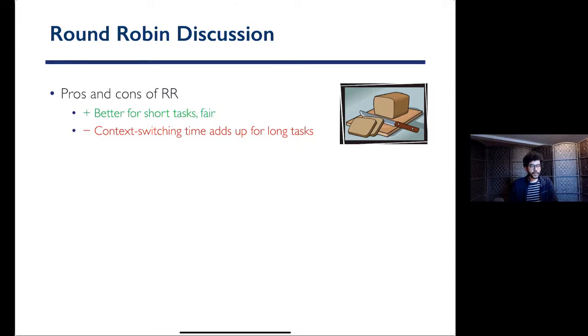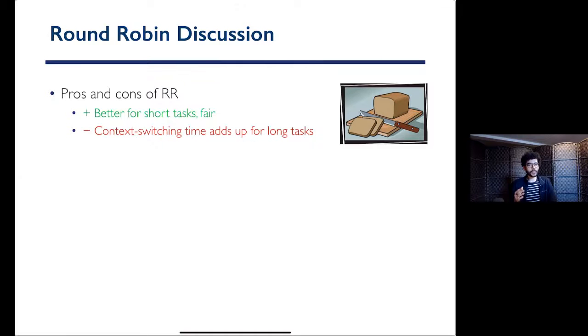Now, the weakness of round robin is that, depending on the length of the time quantum, you might end up doing a lot of context switches. If I make the length of the time quantum short, then I'm switching from T1 to T2 to T3, 4, 5, 6, and then come back and do this again and again and again.